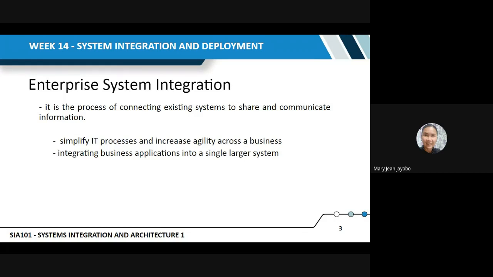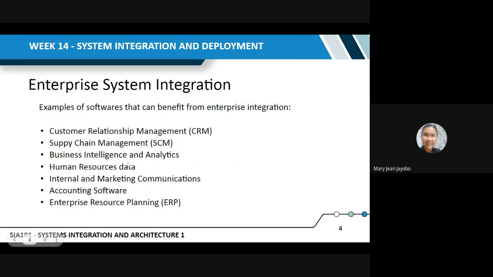Kasi later on, after you have installed the system, 'di ba, hindi na kayo yung gagamit, sila na 'yon. Okay? So you have to make sure that it should be simple, hindi siya complex, na mahihirapan yung gagamit. So as much as possible. Okay? So yan. And then enterprise system integration. So let's continue.